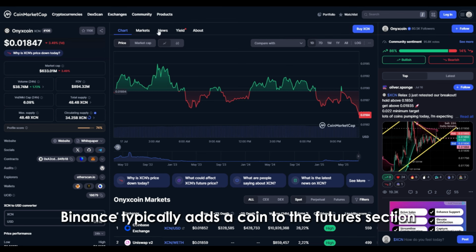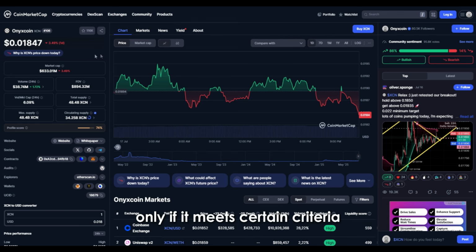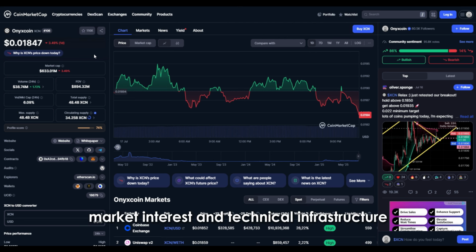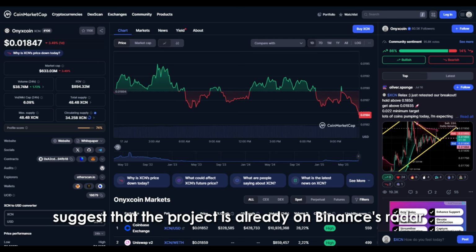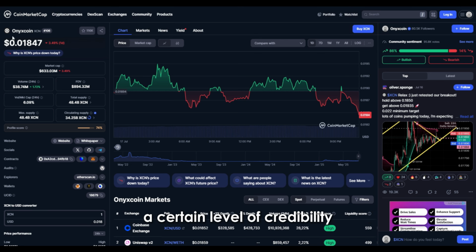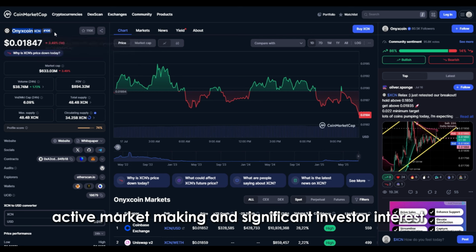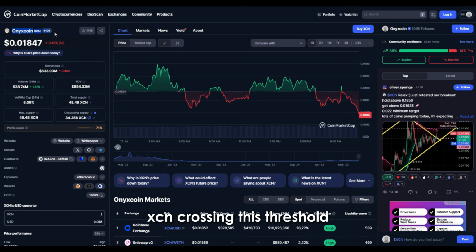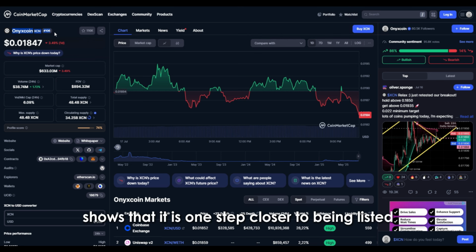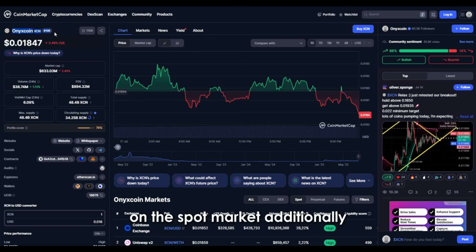Binance typically adds a coin to the futures section only if it meets certain criteria in terms of trading volume, market interest, and technical infrastructure. The fact that XCN is included in the futures market suggests that the project is already on Binance's radar and that it has achieved a certain level of credibility. Binance does not list just any project on its leveraged trading platform. It requires sufficient liquidity, active market making, and significant investor interest. XCN crossing this threshold clearly shows that it is one step closer to being listed on the spot market.